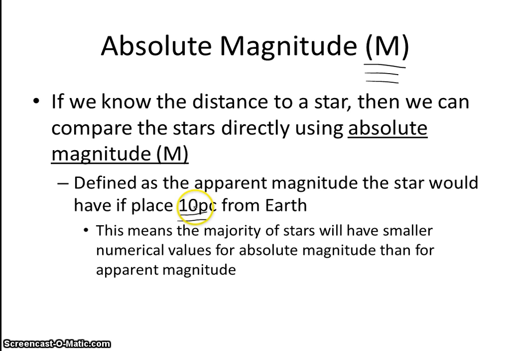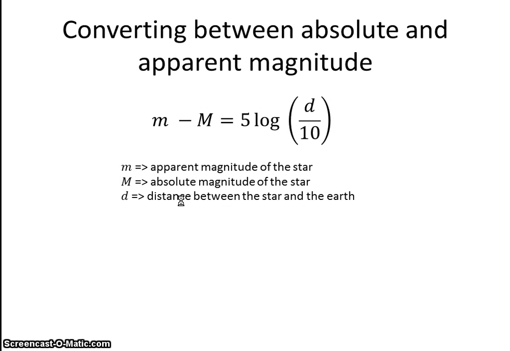This means that the majority of the stars will actually have a smaller numerical value for absolute magnitude than for apparent magnitude, because when you bring the stars very, very close to Earth, they'll be very negative, or even smaller than 0. When we convert between absolute and apparent magnitude, we can use this equation, which is found in your data book. Apparent magnitude minus absolute magnitude is equal to 5 times the log of the distance over 10.